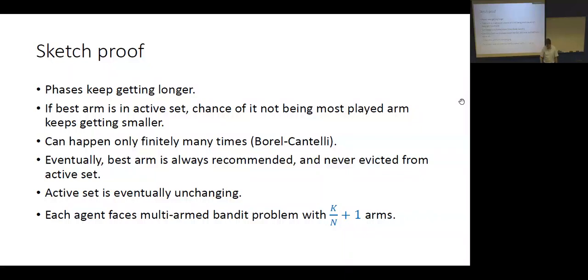Okay, so within your active set, you keep exploring forever, but the best arm has entered your active set and never leaves it after that time. And that happens in finite, random finite time.